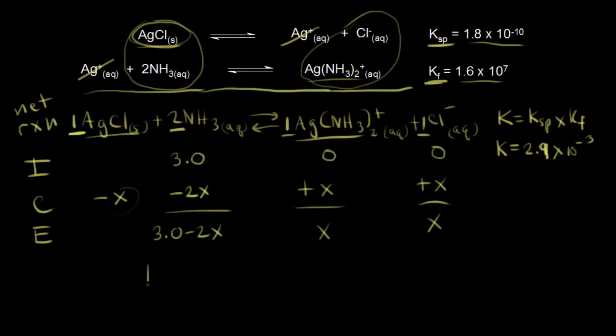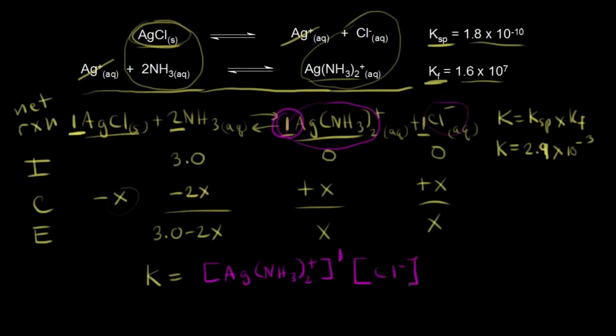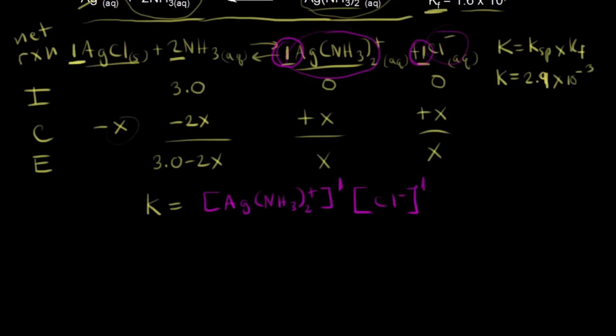Next, we write our equilibrium expression. K is equal to the concentration of products over reactants. So we have the concentration of our complex ion raised to the first power, times the concentration of chloride anion raised to the first power. We leave silver chloride out because it's a solid. But we have ammonia, so this is all over the concentration of ammonia, and notice our coefficient is a 2, so we need a 2 here.